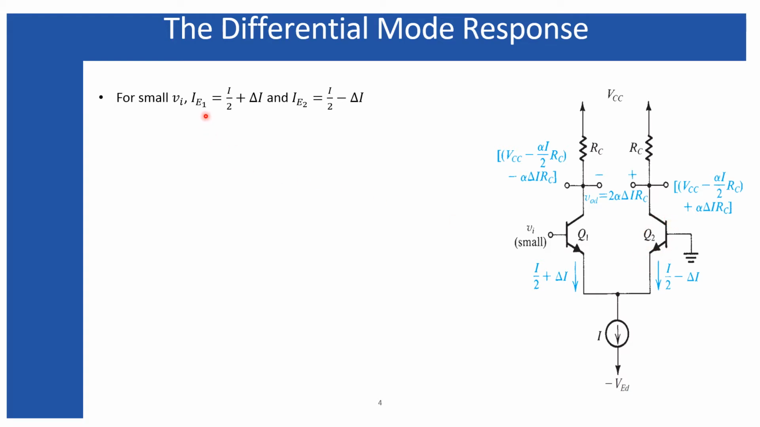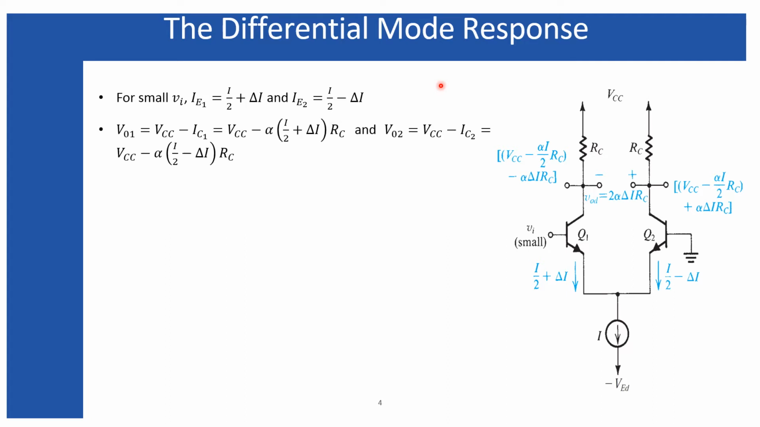So that defines the differential emitter current IE1, which is the summation of I divided by 2 plus delta I, and IE2, which is equal to I divided by 2 minus delta I. These are the differential emitter currents.